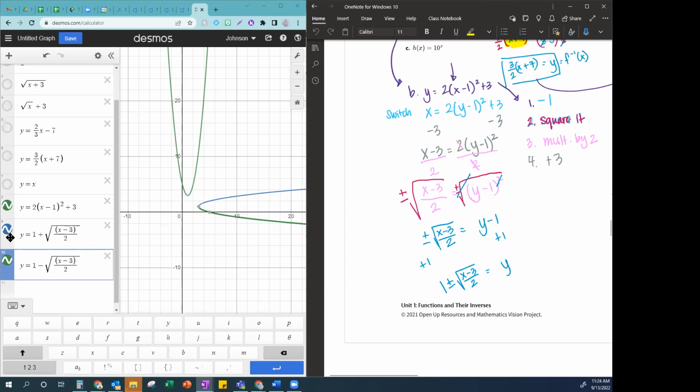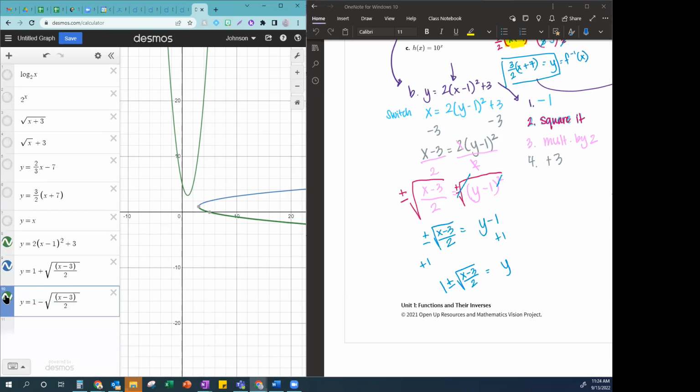Okay, so your answer should be this right here. Let me turn this guy off. Should be this guy right here. So Ms. Johnson, you want me to cross out that negative? Yes. So here, my final answer is going to be F inverse. Is it F? Shoot. Nope, it's G. Okay. So G inverse of x is going to be 1 plus the square root of x minus 3 over 2, right? So notice that square root is including everybody under there, right?